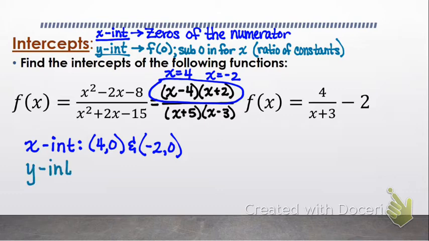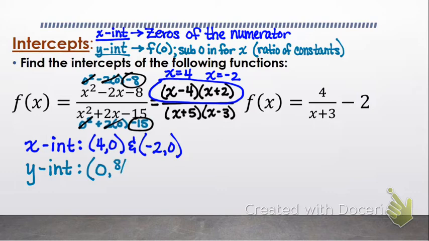For the y-intercept, we're going to substitute 0 in the place of x. So I would have 0 squared minus 2 times 0 minus 8 in my numerator. In the denominator, I would have 0 squared plus 2 times 0 minus 15. So obviously these pieces are going to go away. So I'm going to have negative 8 divided by negative 15. Negative 8 divided by negative 15 is just going to give me a positive. So my y-intercept is 0 and 8/15.